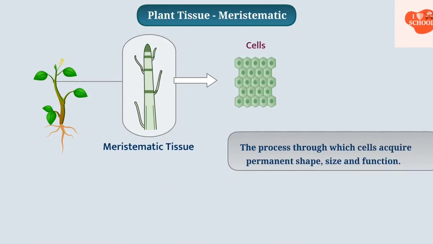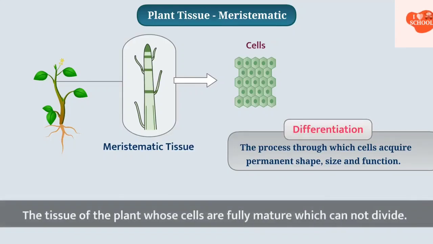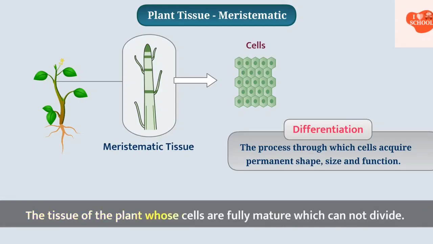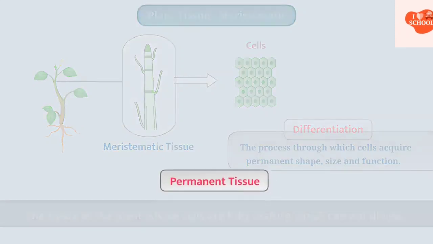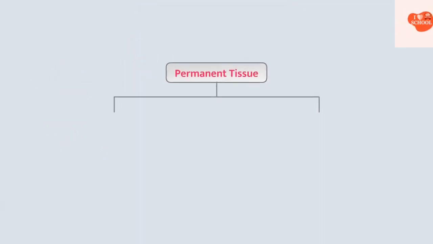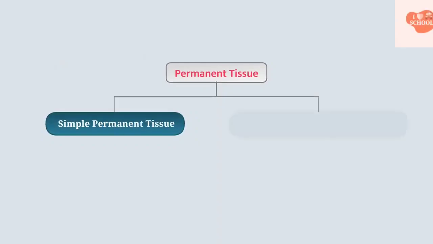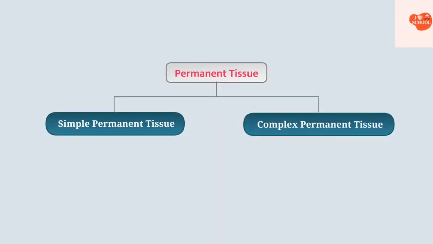This process is called differentiation. Such cells form permanent tissue. The tissue of the plant, whose cells are fully mature, which cannot divide, is called permanent tissue. Permanent tissue is of two types: simple permanent tissue and complex permanent tissue. Let us know about the plant's simple permanent tissue in detail.